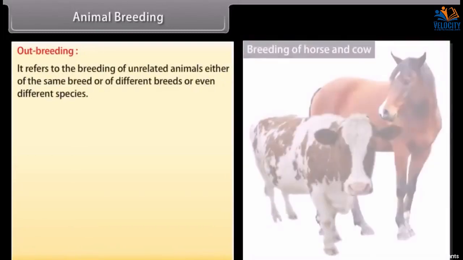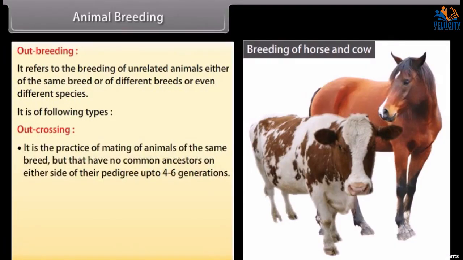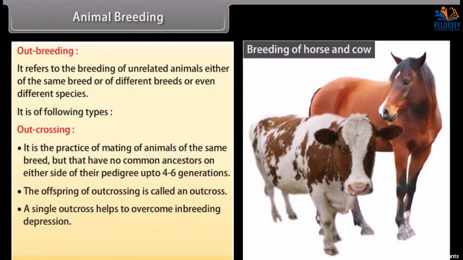Outbreeding. It refers to the breeding of unrelated animals, either of the same breed or of different breeds or even different species. It is of following types. Outcrossing. It is the practice of mating of animals of the same breed, but that have no common ancestors on either side of their pedigree up to 4 to 6 generations. The offspring of outcrossing is called an outcross. A single outcross helps to overcome inbreeding depression.